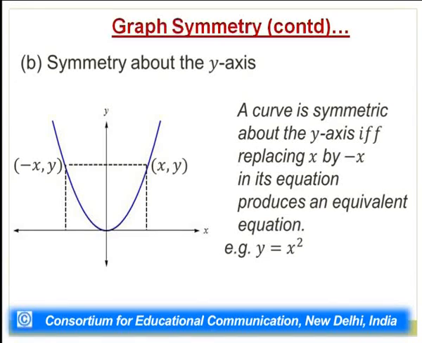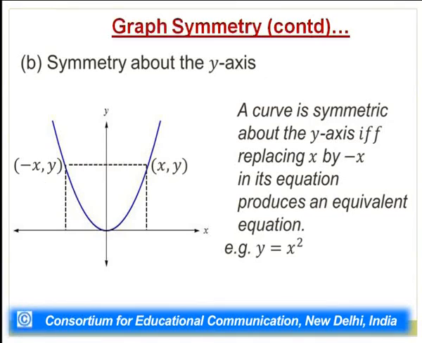In this case, it is the y-axis that acts like a mirror, such that the portion of the graph on the right side of the y-axis is a mirror image or a reflection of the portion of the graph on the left side of the y-axis. Mathematically, this means that if I were to take a point like x comma y on the curve, please look at the curve on the slide. If I take a point like x comma y, then the reflection of this point on the other side of the y-axis, which is minus x comma y, will also lie on the curve.